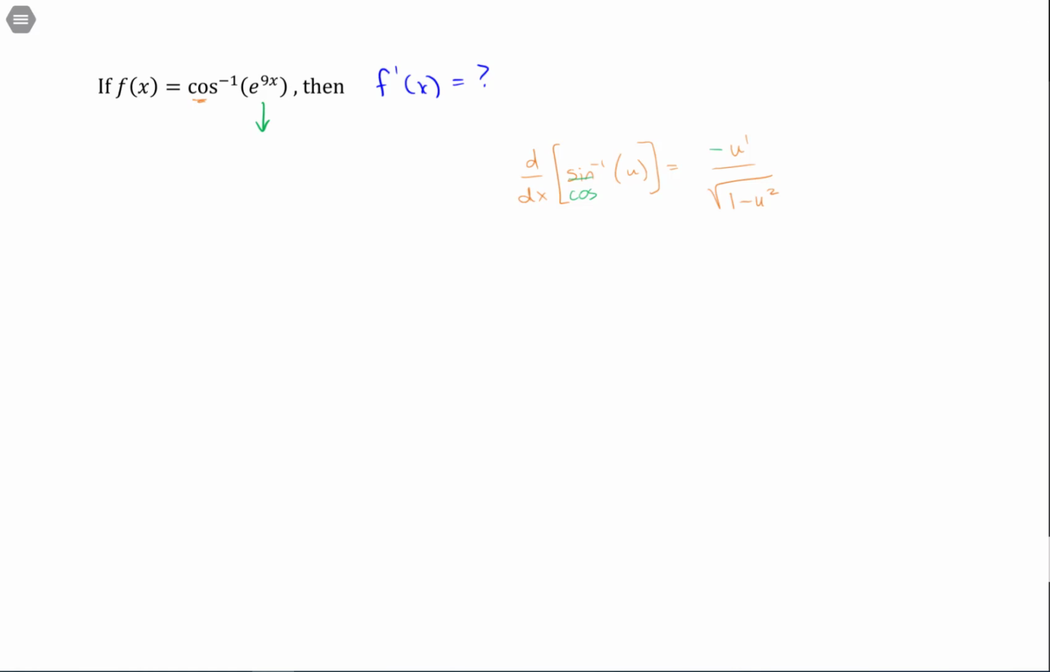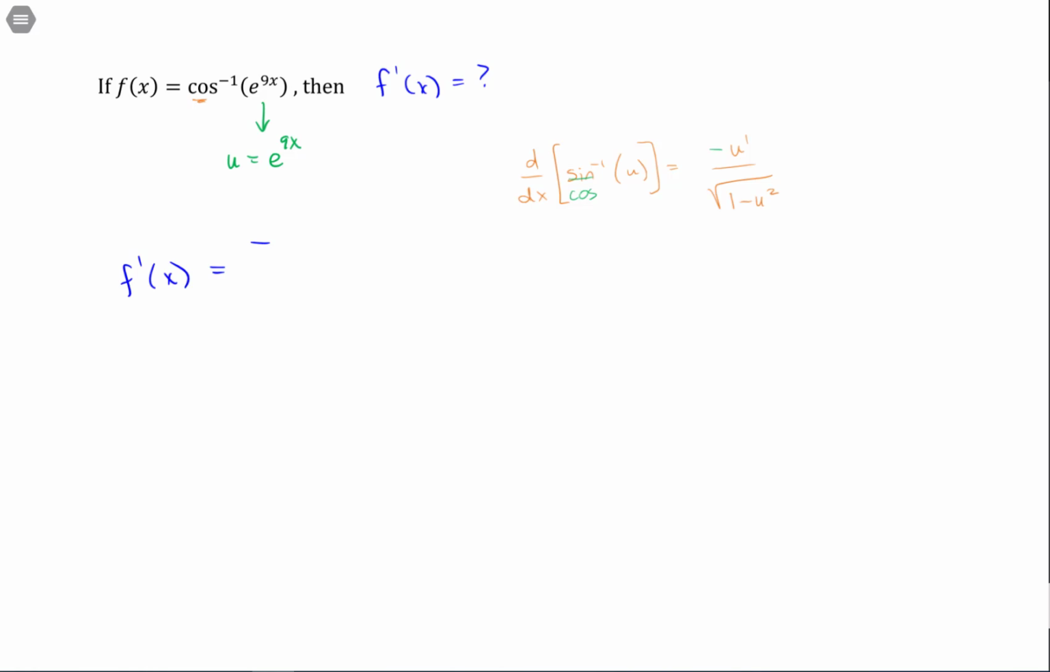Now, the function u that we're referring to is the function that is the argument of the arc cosine, which in this case is another function in and of itself, e to the 9x. And that's okay. When we go to find the derivative, you'll find that it actually works out just fine using that. So what we'll do is we'll take the negative of the derivative of that function u.